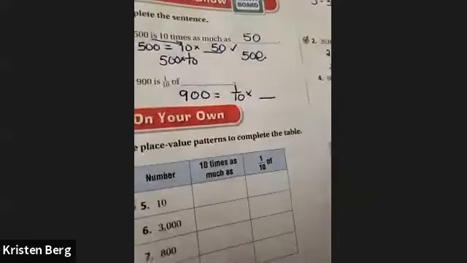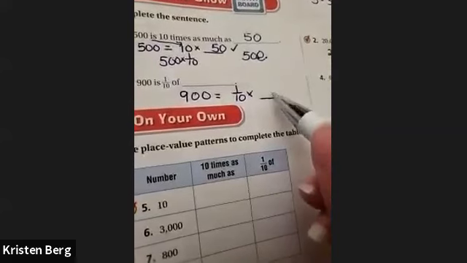The next thing is another one of those. I know I'm not a big fan of these ones either, but unfortunately, we are going to be seeing a lot of these this year, so we might as well just get used to doing these. So this is a tenth of blank is 900. Well, I don't know what this is.